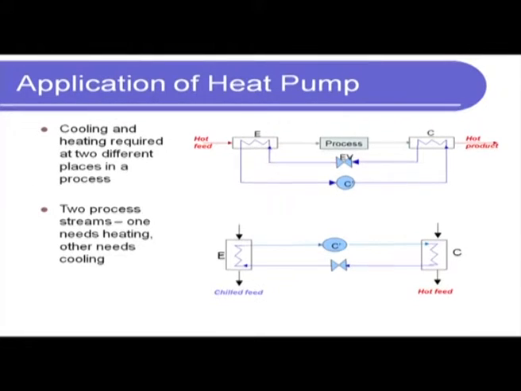All right. The second one is two process streams, not the same process stream, two process streams, one needs heating, the other needs cooling. So here what happens is the same thing, you have two process feeds. Where you need chilling, you let that process stream go through the evaporator, and where you need heating, you let that process stream go through the condenser. So the first feed as it comes out is chilled, the second feed as it comes down is heated.